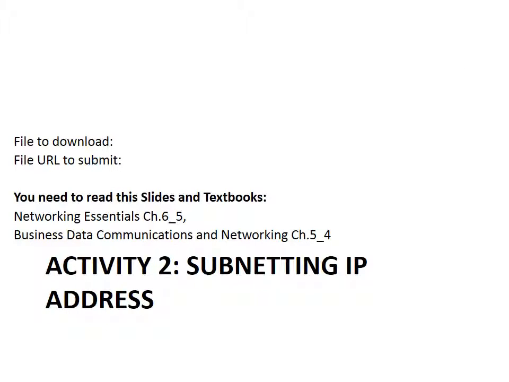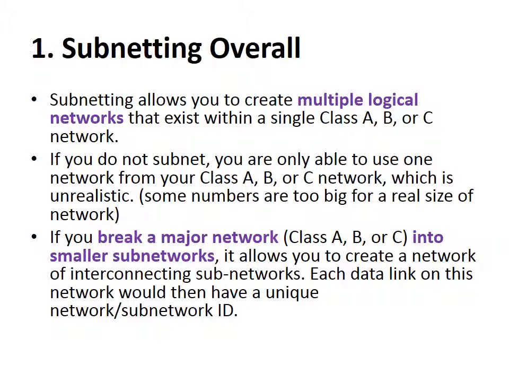Activity 2. Subnetting IP address. Subnetting is breaking a major network, from class A, B or C, into smaller subnetworks. Subnetting allows you to create multiple logical networks. If you do not subnet, you are only able to use one network from your class A, B, or C network address. Public IP addresses are limited, so without subnetting we may waste so many IP addresses.